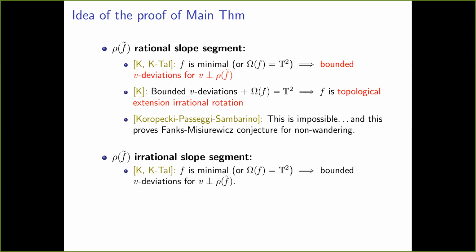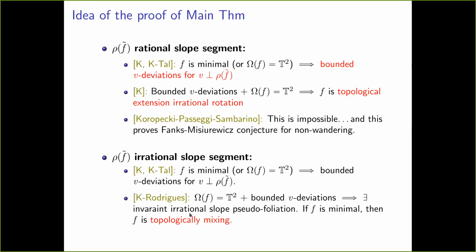What happens in the rational slope segment? The first part is the same. I mean, when you have a segment, in general, you expect to have boundedness of V deviations with V perpendicular to the rotation set. In this case, you have this again. But the novelty here is that this implies that you have a pseudofoliation, but this pseudofoliation has an irrational asymptotic homological direction. And since you have points with different rotation vectors, you have a shear along the leaves.